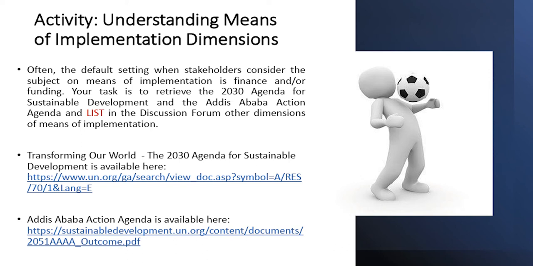So those two documents, Transforming Our World, the 2030 Agenda for Sustainable Development, the link is provided, and the Addis Ababa Action Agenda, the link is provided. When you go through them, even just scanning, you should be able to pick out other forms of means of implementation.